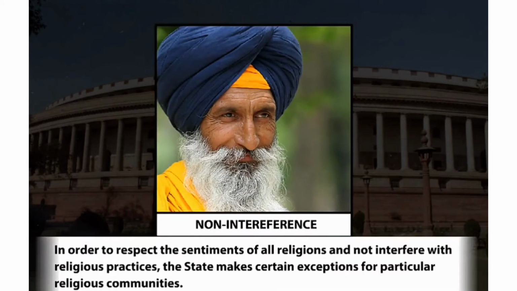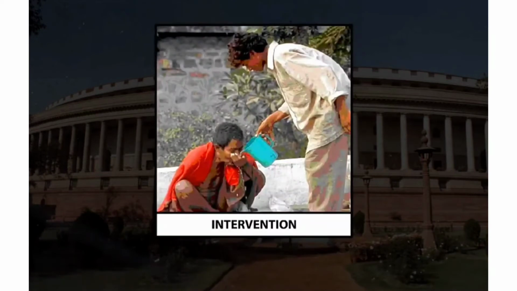The second way is non-interference. This means that in order to respect the sentiments of all religions and not interfere with religious practice, the state makes exceptions for particular religious communities. That is, while driving, Sikhs are not required to wear a helmet over their turban.